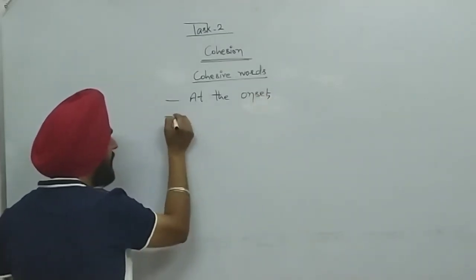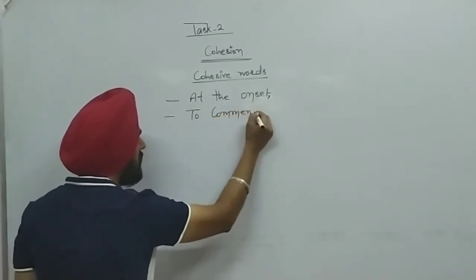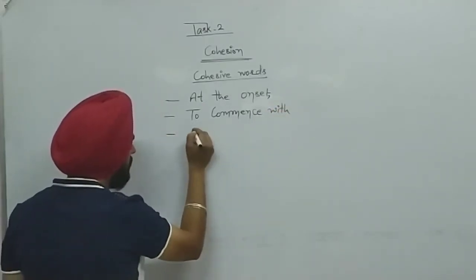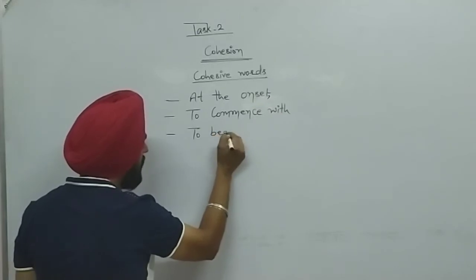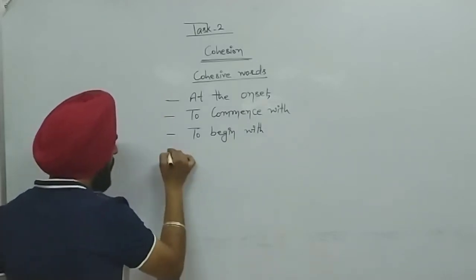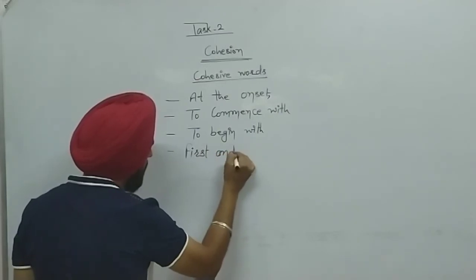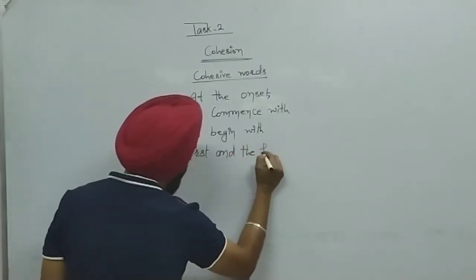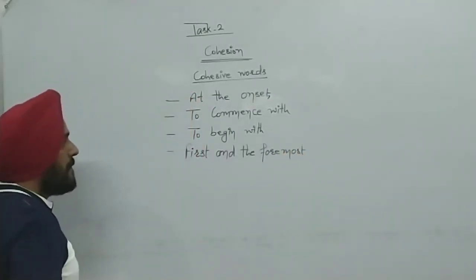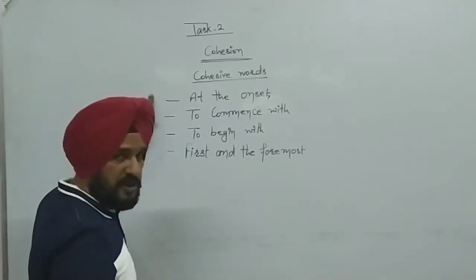The second connector can be "To commence with," and another one can be "To begin with." You may write "First and the foremost." So these are the connectors that you are supposed to write when you start your first body paragraph.